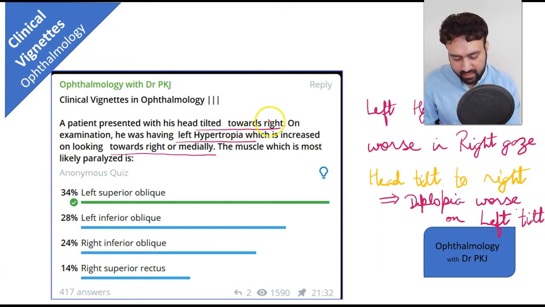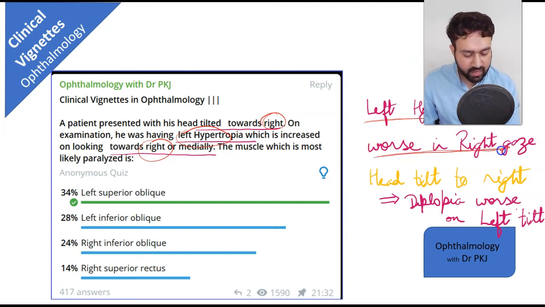This patient has a right head tilt, he has a left hypertropia, and the hypertropia is increasing in right gaze, correct? So the first point is left hypertropia. The second point is it's worse in right gaze, correct? The third point, however, is that the patient has a compensatory head tilt to the right. Now this is an important point here, right?